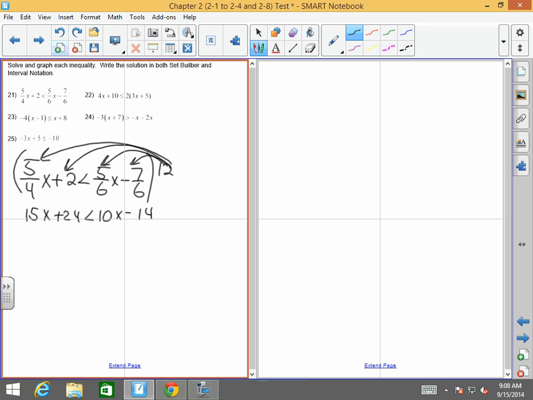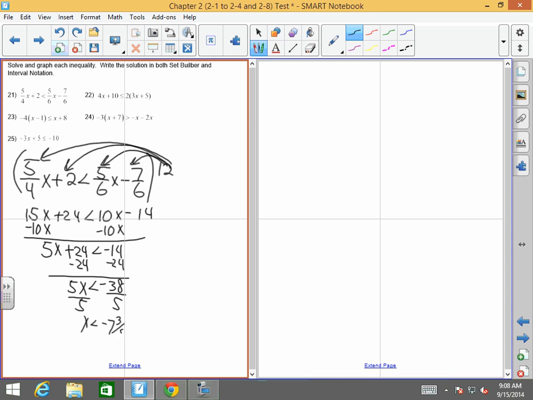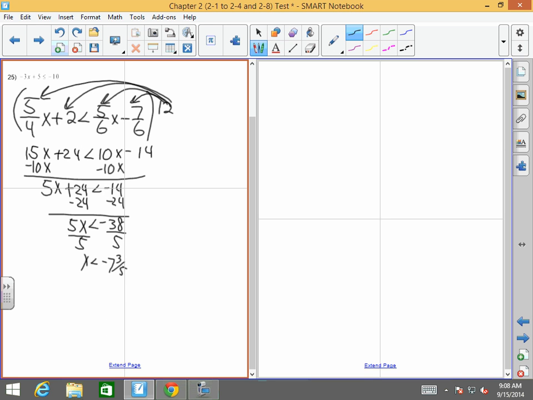Thank you. Negative 14. Now, subtract the 10x to both sides because I want to get the variables together on one side. 5x plus 24 is less than negative 14. Subtract 24 to both sides because I want to get the x alone. 5x is less than negative 38. Divided by 5. I do not flip the sign because I did not multiply by a negative or divide by a negative. So x is less than negative 7 3/5. Now, what did I tell you?